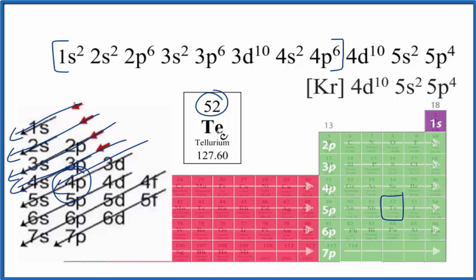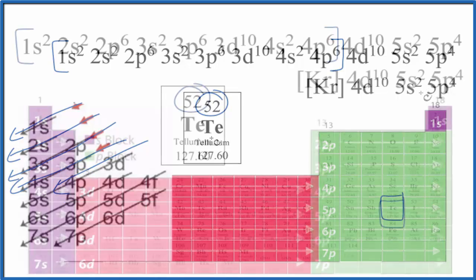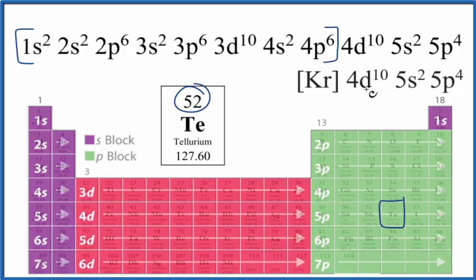But let's talk about if you had the Te2- ion. What would that look like? So we consider these electrons outside this noble gas core to be valence electrons. But for this 4d10, d with 10, it's not going to be involved in bonding most likely. So we have these as our valence electrons. We have 2 plus 4, 6 valence electrons.